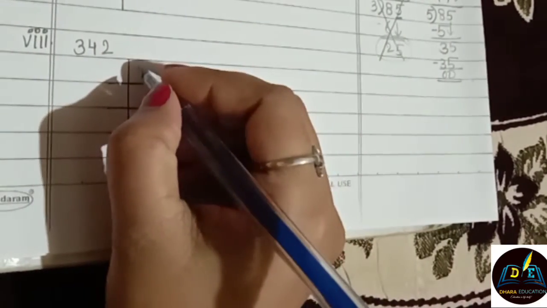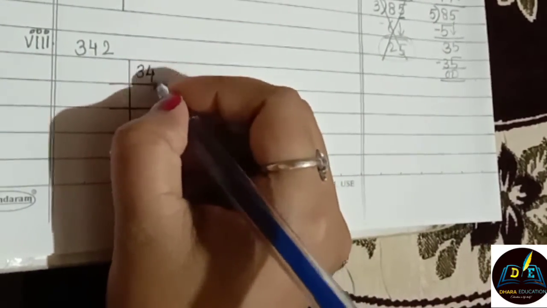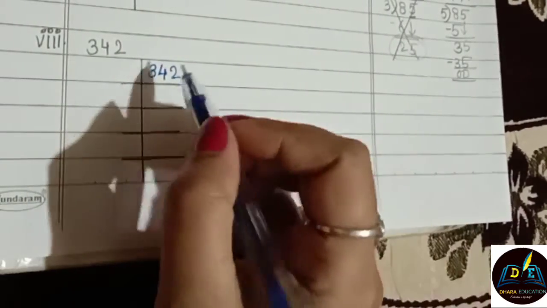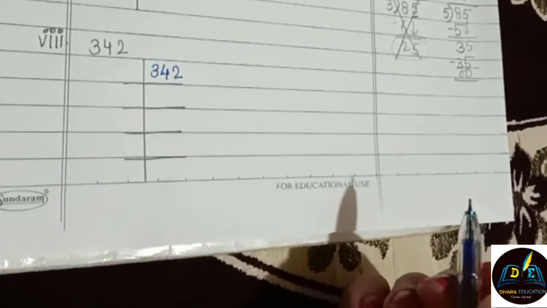Students, this is another sum which is the 8th one, that is 342. So here we will write 342 as it is. Now we will divide this by 2 as the unit place is 2. So let's start.